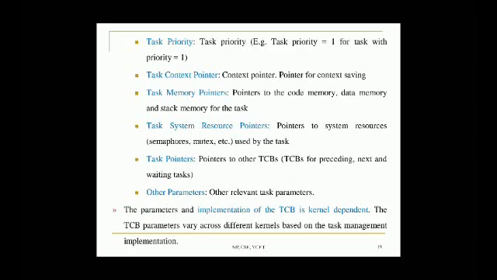Task context pointer. The context pointer always points to the context saving of the particular task. Task memory pointer. It points to the code memory or data memory, and it could be a stack memory for the task. Task system resource pointer basically points to the system resources allocated to a specific task. Task pointer points to the TCB of the other task which is next to be scheduled for execution, which is waiting right now for CPU time.